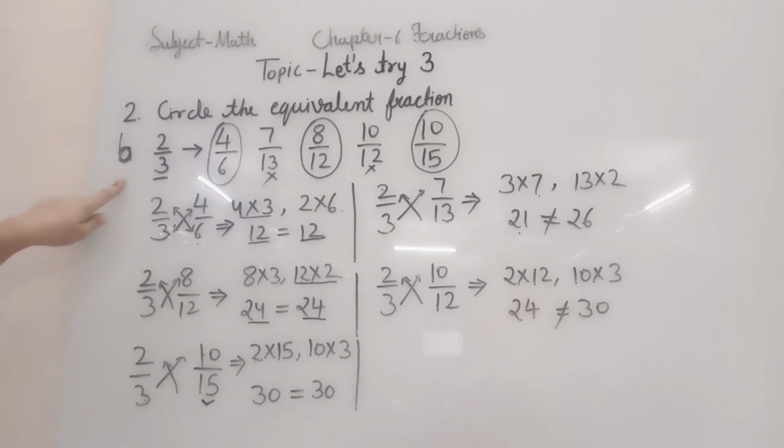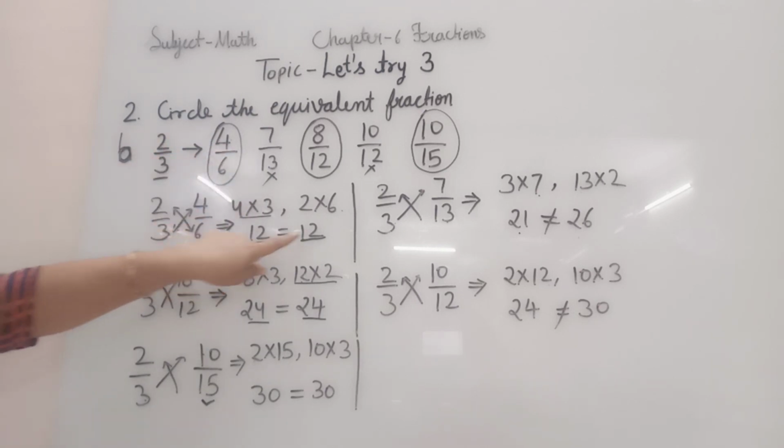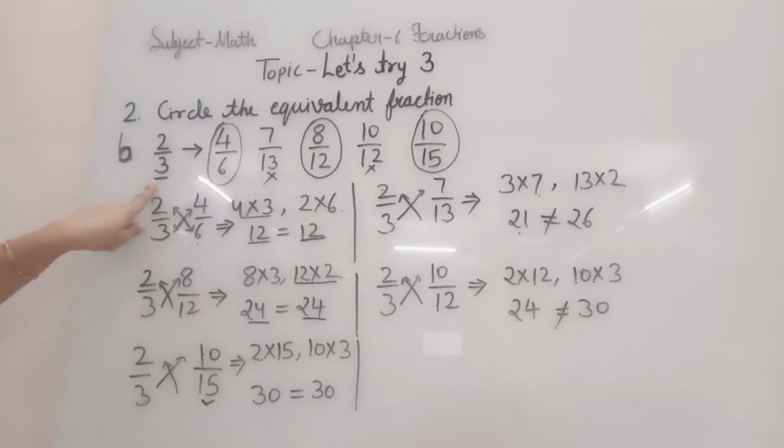What you have to do is just cross multiply to check whether both parts come out equal after cross multiplication. Then it is equivalent to this. Otherwise it is not equivalent to this. Got it? So what is the other method?